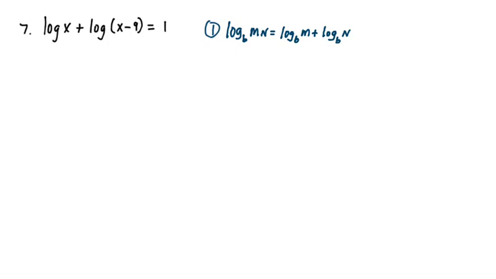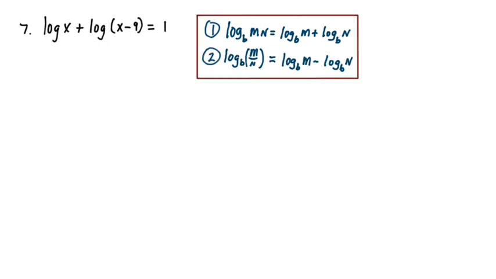So basically, we actually have what's on the right here. We have a sum of two logs, and we're going to be able to write that as the log of a product. So we'll be using this property. The other one that I would remind you of is the quotient rule, which is this one here. In this case, we will be using property 1.